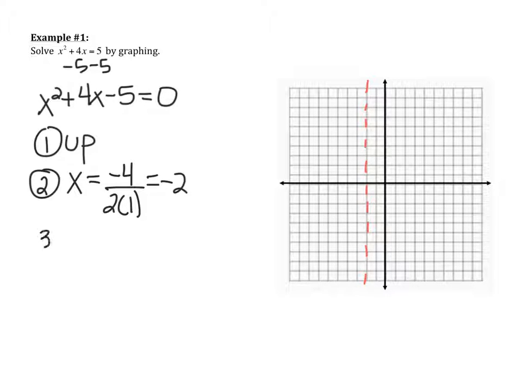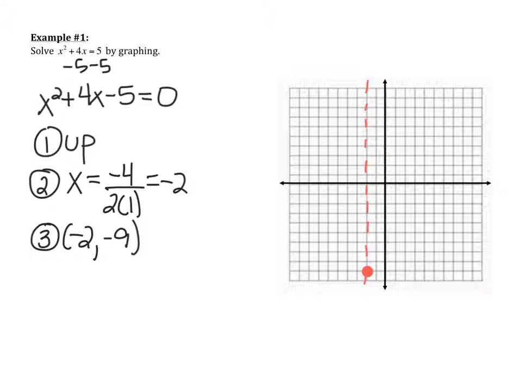Next, I find the vertex. I know that the x value of the vertex is negative 2. So when I put negative 2 in for x, negative 2 squared is 4. 4 times negative 2 is negative 8. So 4 minus 8 is negative 4. Minus 5 is negative 9. So I'm going to go to my graph and put a dot right here.